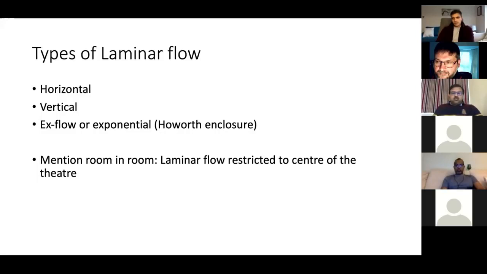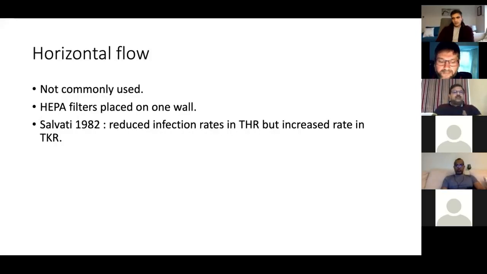Now, coming to each one in slightly more detail. Horizontal laminar flow, as the name suggests, you have the HEPA filters placed onto one wall of the operation theater. The flow is horizontal from one wall to the other. The important paper here is Salvati in 1982, who said that horizontal air flow reduced infection rates in THR, but it increased the infection rates in TKR.